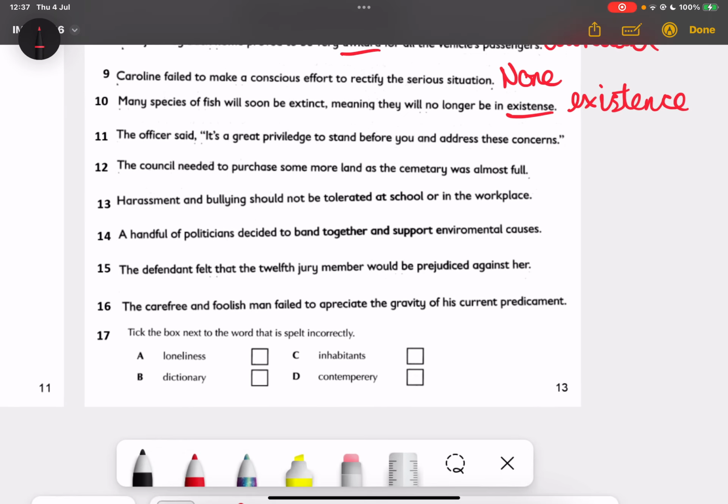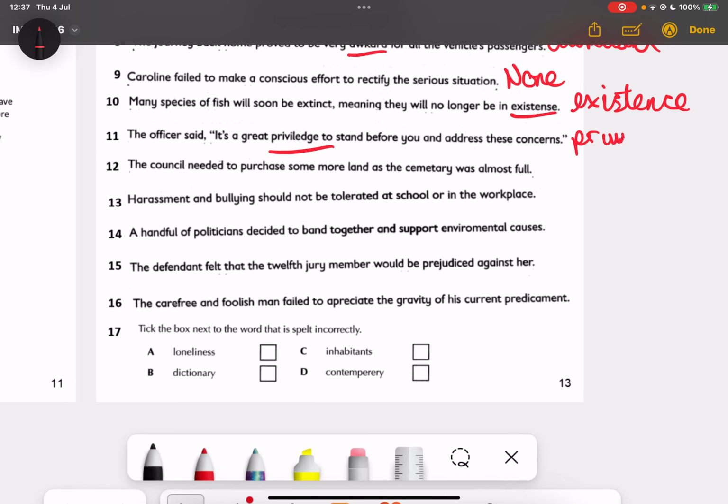11. The officer said, "It's a great privilege to stand before you and address these concerns." This is privilege. Privilege should be spelled PRIVILEGE. So privilege.